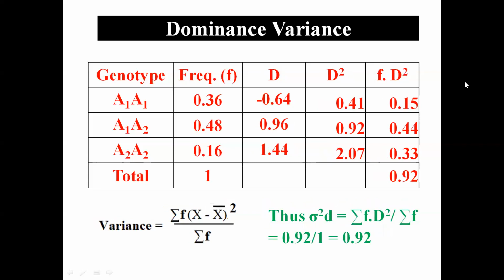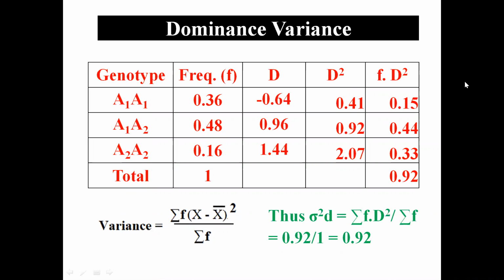Next, dominance variance. In the same pattern, we prepare the table for dominance variance. The first two columns remain the same. In the third column, we put the value of dominance deviation, and in the next column, we square the dominance deviation, and in the last column, these squared values of dominance deviation are multiplied by the concerned frequencies.